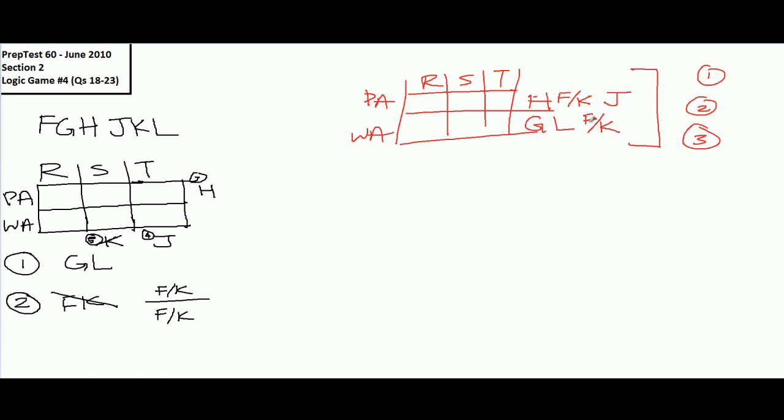The only thing we don't know anymore is, number one, where these people fit into R, S, and T, and second of all, where F and K are. They can switch off. But let's transfer the rest of this over. So we know, in addition to H being a photographer's assistant, we know that one of F or K is also a photographer's assistant, and we know that J is a photographer's assistant. Down here, we know that G is a writer's assistant, L is a writer's assistant, and one of F or K is also a writer's assistant.